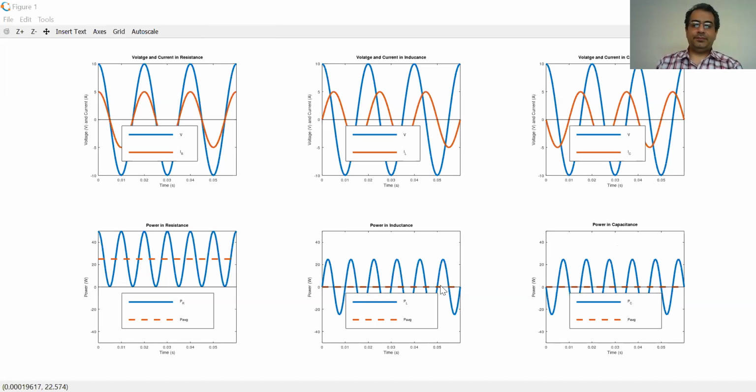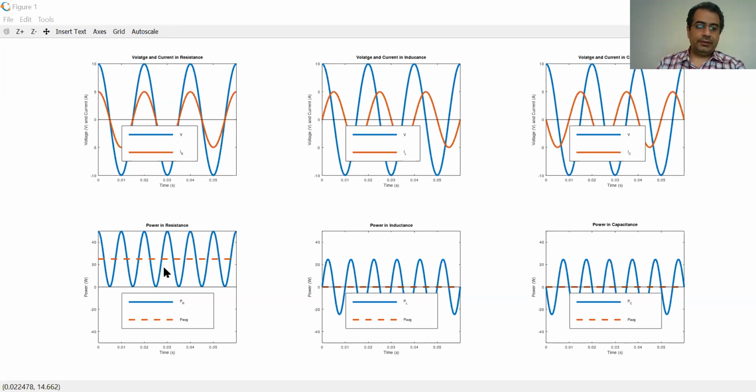The difference is that in inductance the energy is stored as a magnetic field. In the capacitance, it is stored as an electric field. Again, it's the same as a capacitance. You see, over time, the negative and positive are going to cancel each other, so the average is going to be 0.